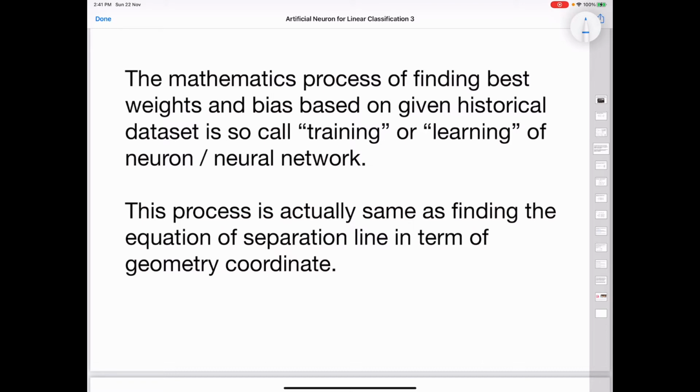The mathematical process of finding the best weights and bias based on given historical data sets is called training or learning for a neuron or for a neural network. This process is actually the same as finding the equation of the separation line in terms of geometry coordinates.